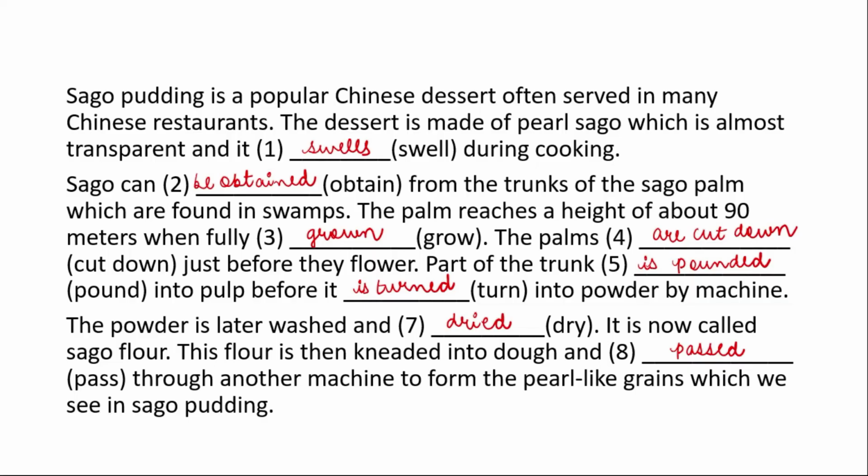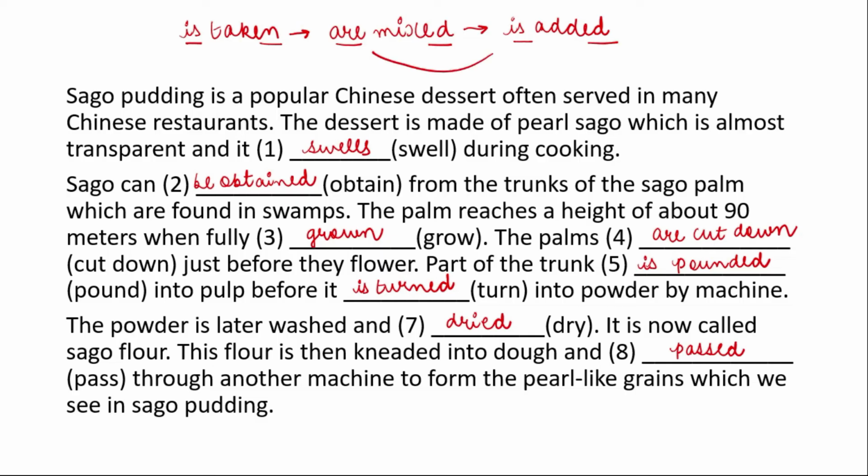Okay. So if you would have noticed, when we are talking about a process or manufacturing process or how something is made, the ingredients are taken or the flour is taken and they are mixed. This is added. So if you see it is is or are plus the past participle, and that is exactly what happened here. The part of the trunk is pounded into a pulp before it is turned into powder by machine. So in a process, we use is or are plus the past participle.